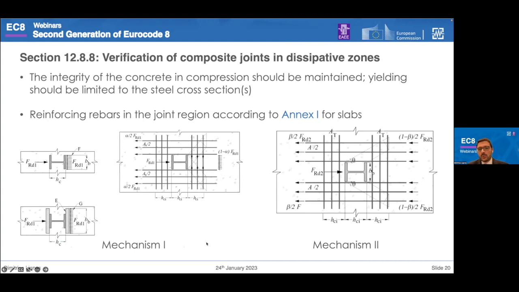But one thing that has changed is that with regard to mechanism two, there are now expressions that allow for strut and tie mechanisms with angles theta different than 45 degrees, which was the value used in the current code. In certain cases, this was problematic in terms of flexibility between exterior and interior frames.